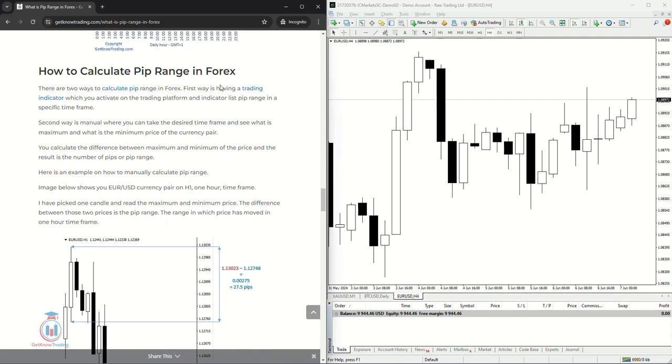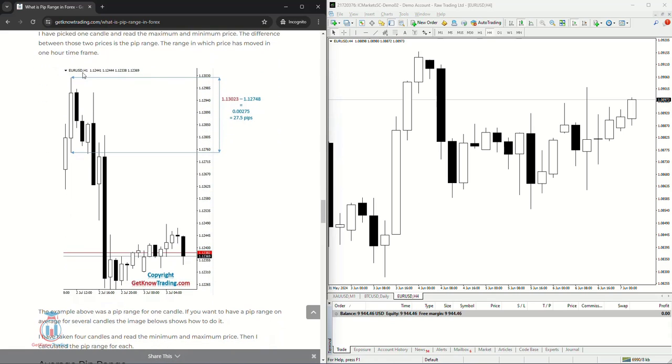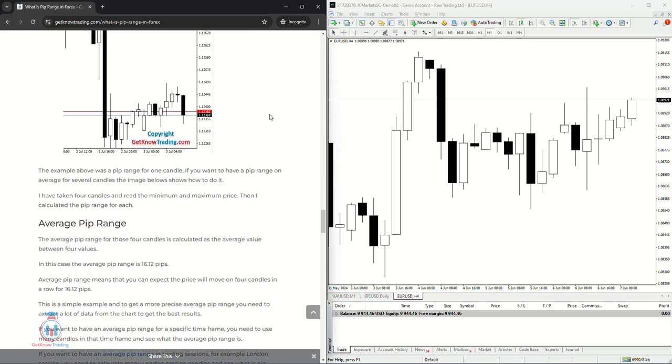Now, how to calculate the pip range in Forex? This is the way. You take the minimum and the maximum. In this example for the USD, you can see from the minimum to the maximum, you take a look and check what is the number of pips.